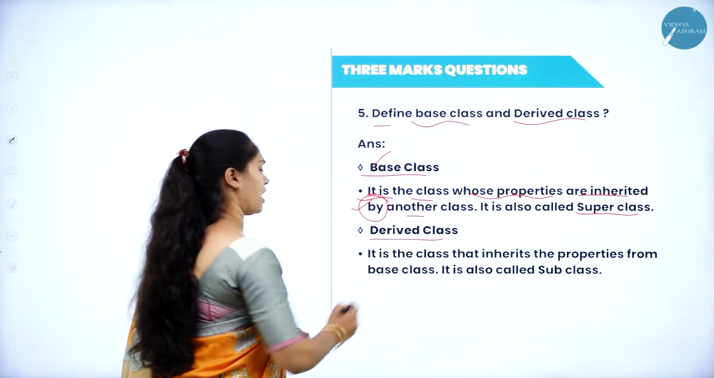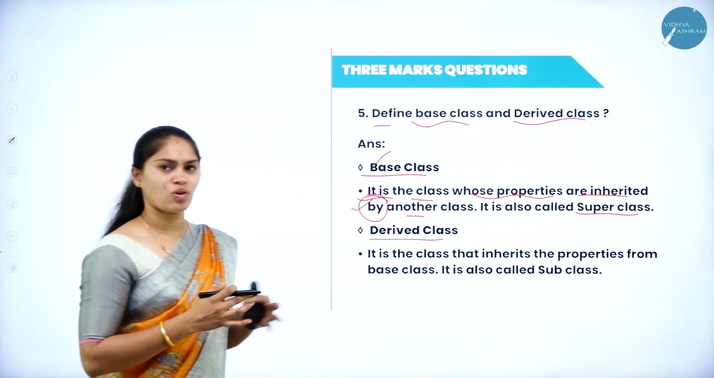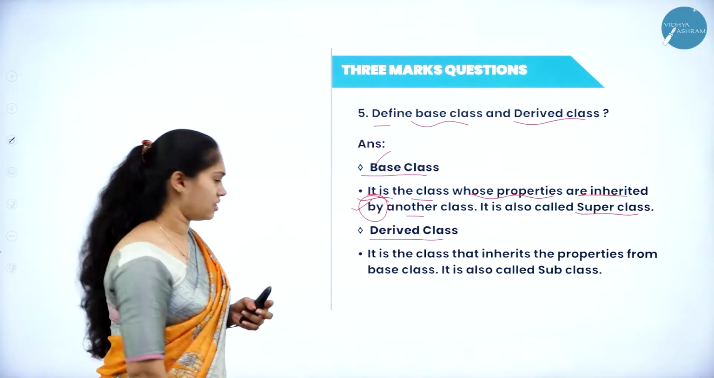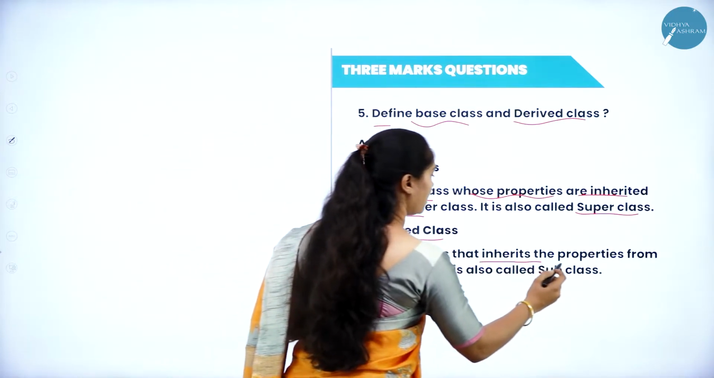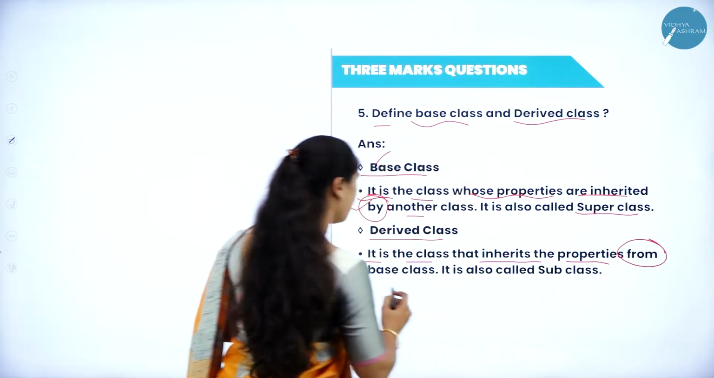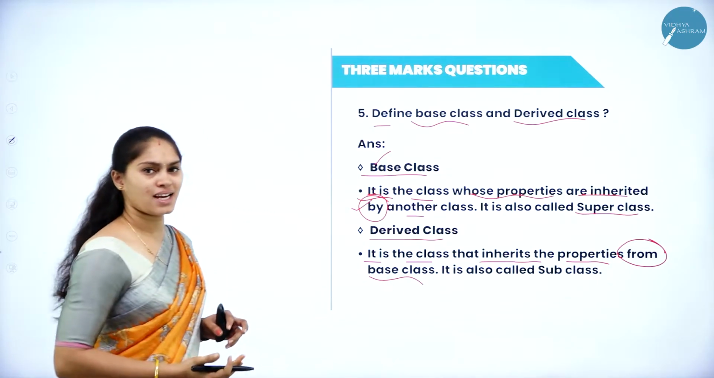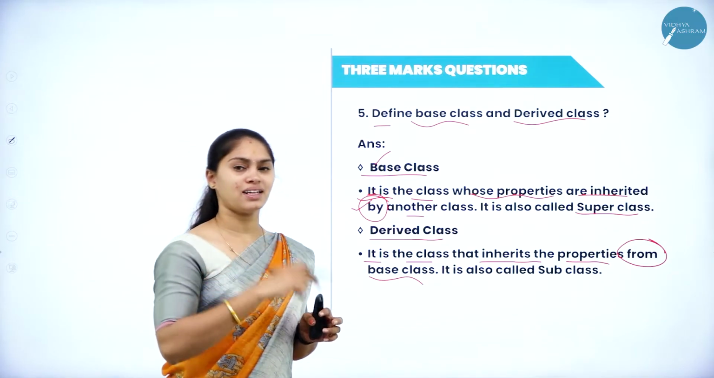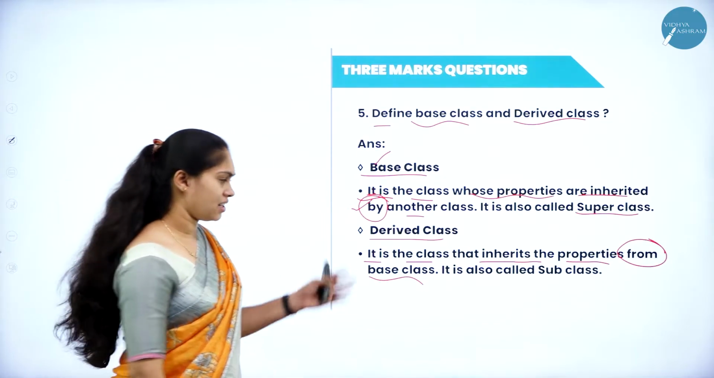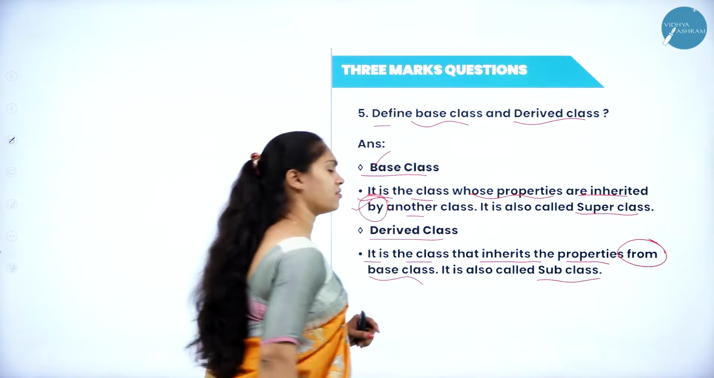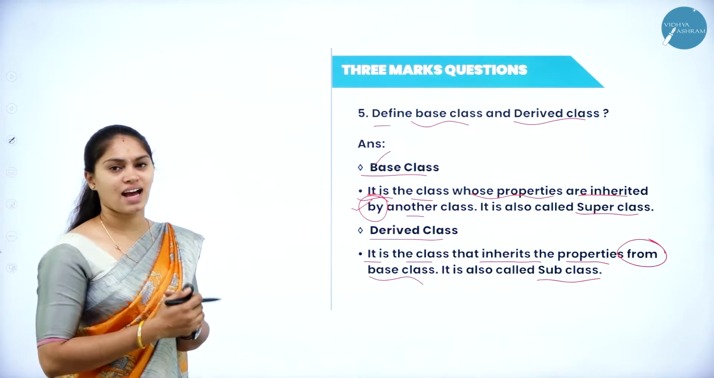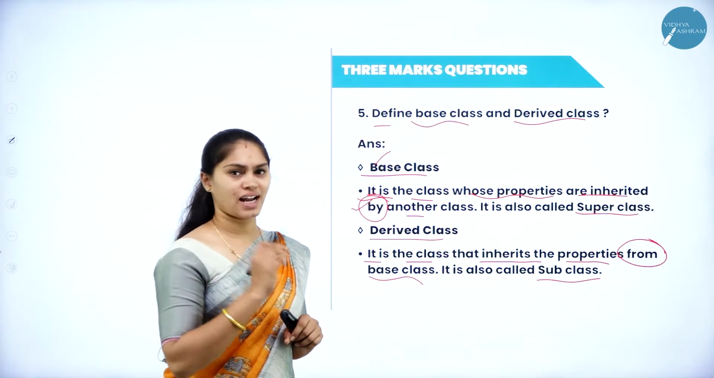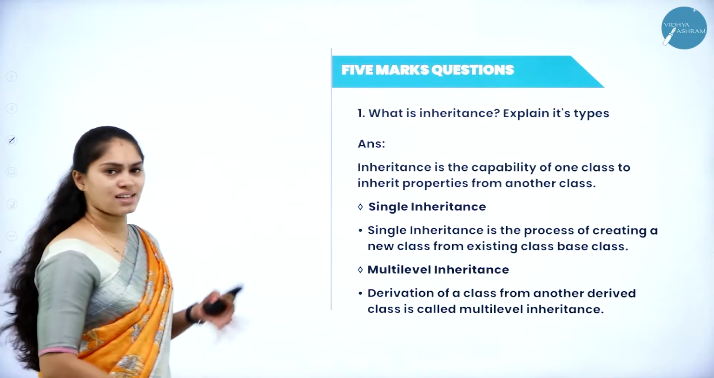Next, the derived class. What is this derived class? It inherits the features from another class. You have to write the keyword "from" here, so that it is a class that inherits the properties from a base class. When I can say any class is a derived class, it has to inherit the features from another class or a base class, and it is also called a subclass, and it will be considered a child class as well. This is regarding what a base class is and what a derived class is. So these are the 3 marks questions.